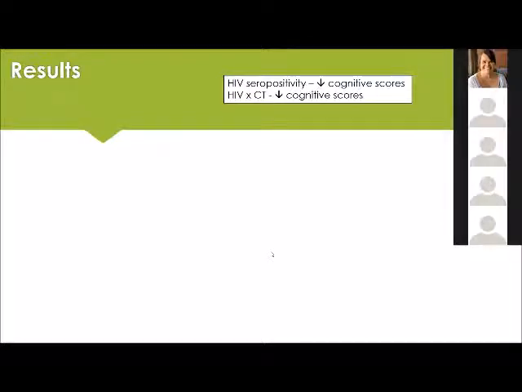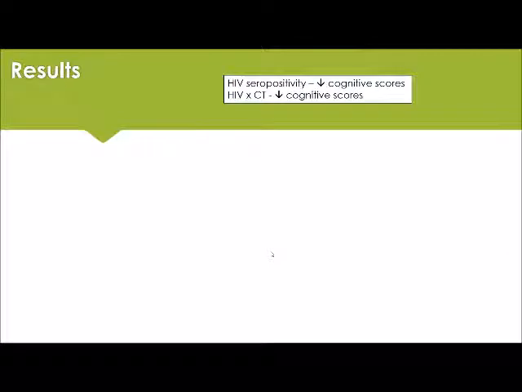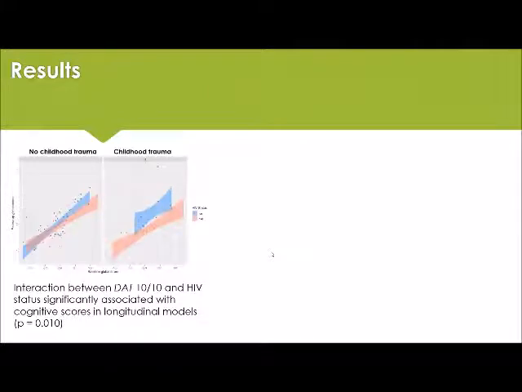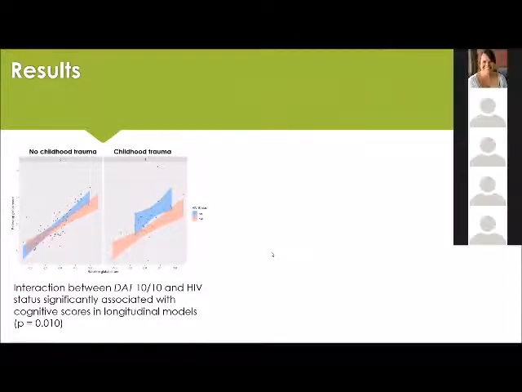HIV seropositivity was associated with a reduction in cognitive scores at follow-up, and we also noted a trend level HIV and childhood trauma interaction effect on cognitive scores. For the sake of time, I'm going to focus on the results related to the genetic analysis. So when considering genotype, our first finding showed that the combination of HIV and the DAT 10-repeat homozygosity was associated with reduced global cognitive scores in longitudinal models.